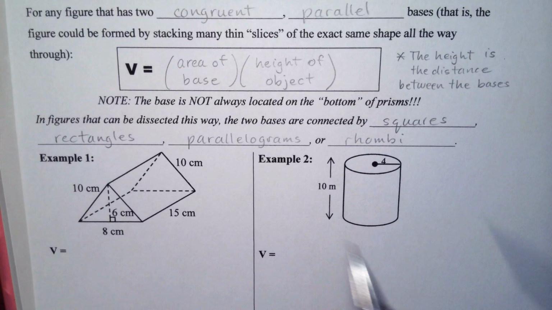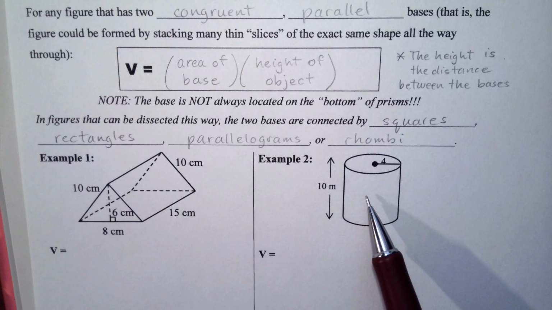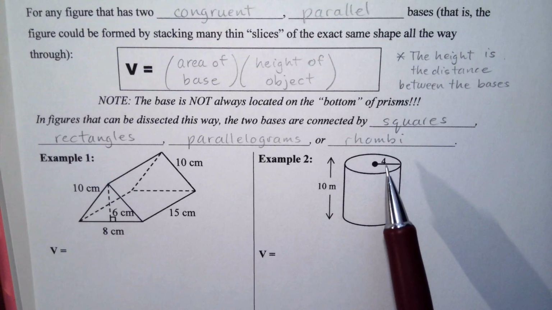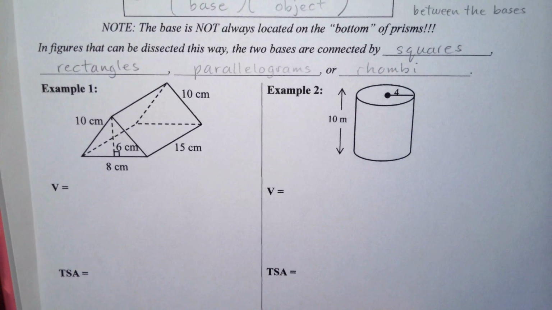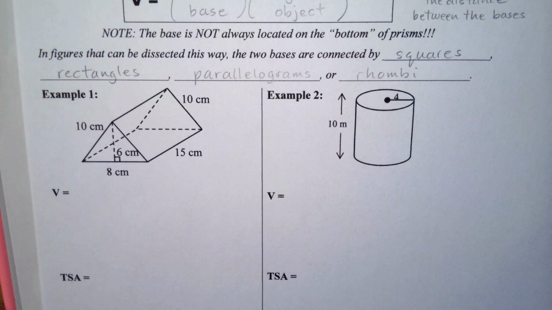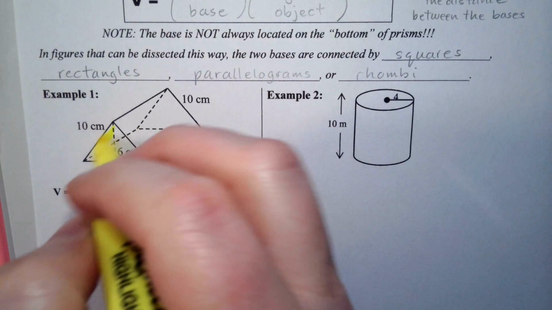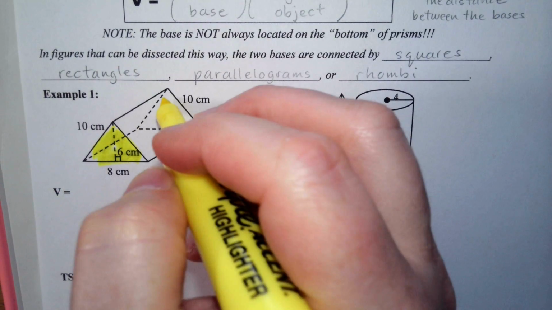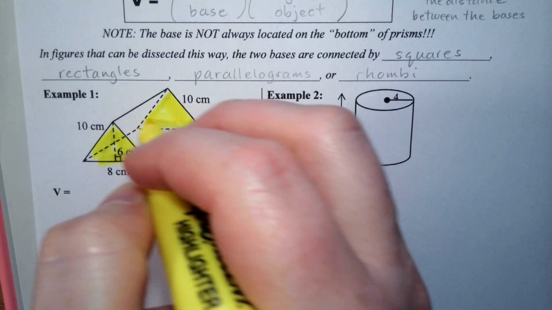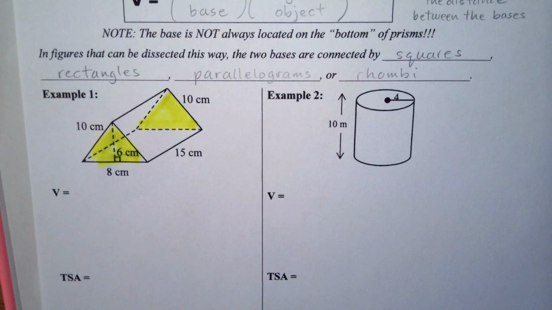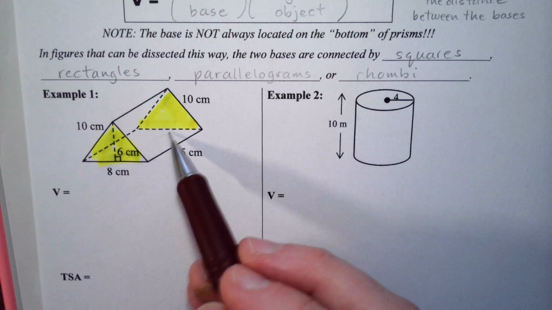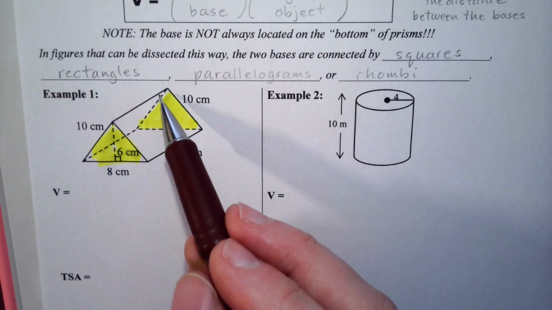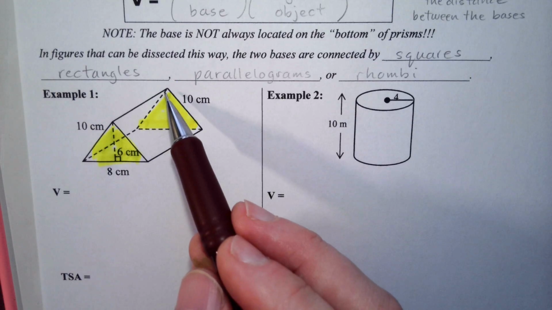You might be like, how's that going to fit when we deal with a cylinder? You're going to see how this is actually a rectangle that's connected between the 2 circles. Okay, volume. Let's find the volume of this triangular prism. I know the triangles are the bases because they are congruent, they're parallel to each other, and they're connected by rectangles. Remember that the base isn't the bottom, because there's nothing across that's congruent to it and parallel.